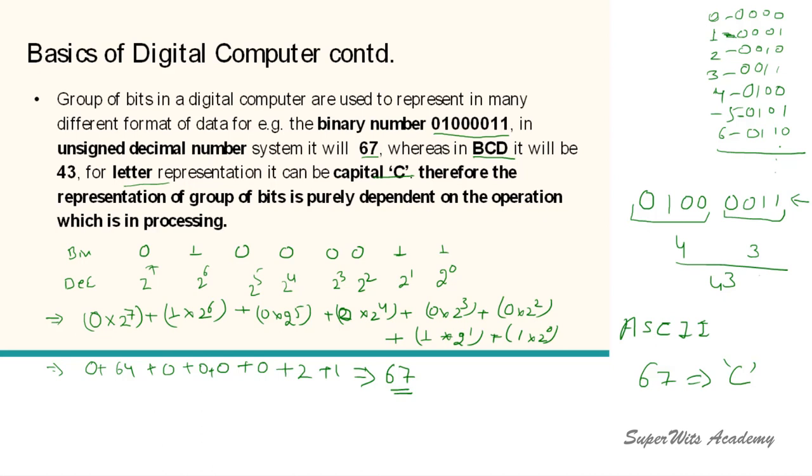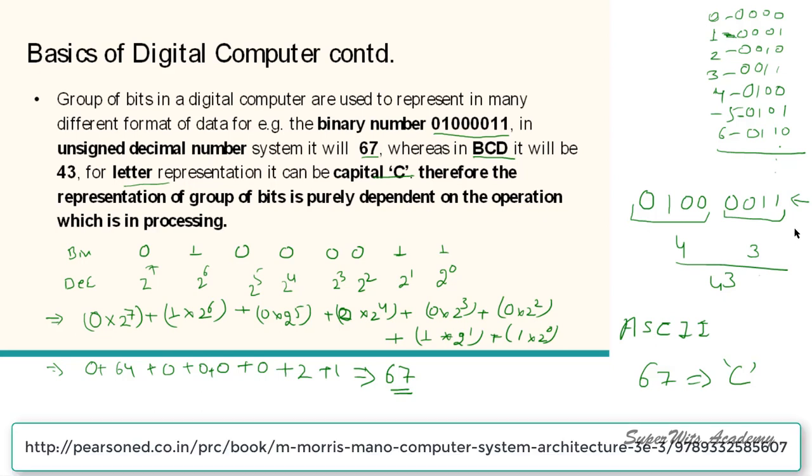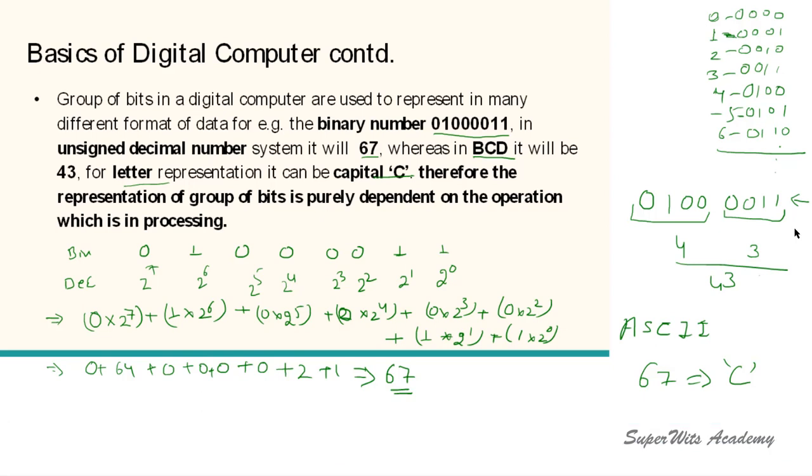So for more information, you can go and refer to the book by the author Maurice Mano, and the book name is Computer System Architecture, right? That is the name of the book that you can refer to.